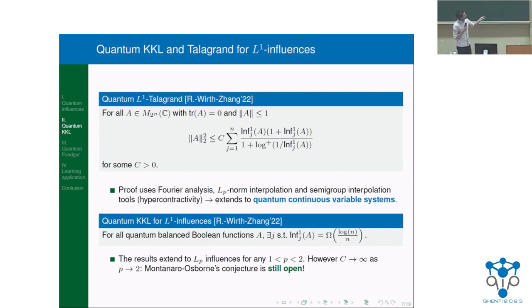However, the constant C here will then depend on this parameter p. When p goes to 2, it turns out that this constant C actually diverges. So we cannot show KKL yet for the L2 influence. And this was actually the original conjecture of Montanaro and Osborne. This is still open at this stage.